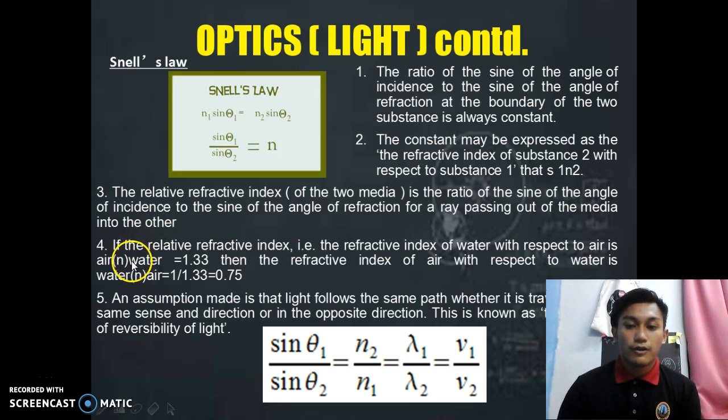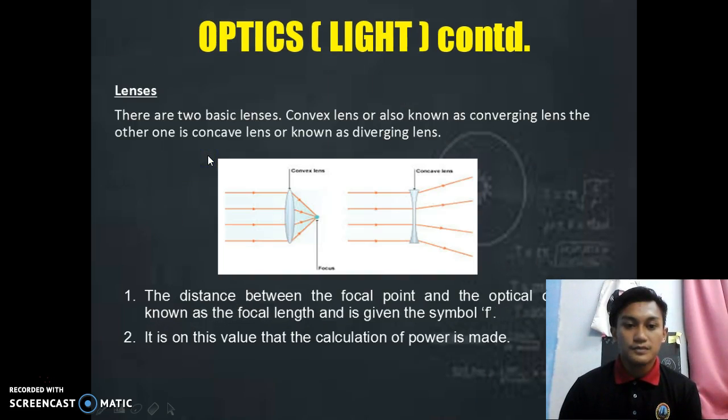Alright, for the refractive index of air to water, the coefficient is 1.33, while when you want to find the refractive index of water to air, 1 is divided by 1.33 and you get 0.75. As you can see, Snell's law here. Okay, the same goes for convex and concave mirrors.